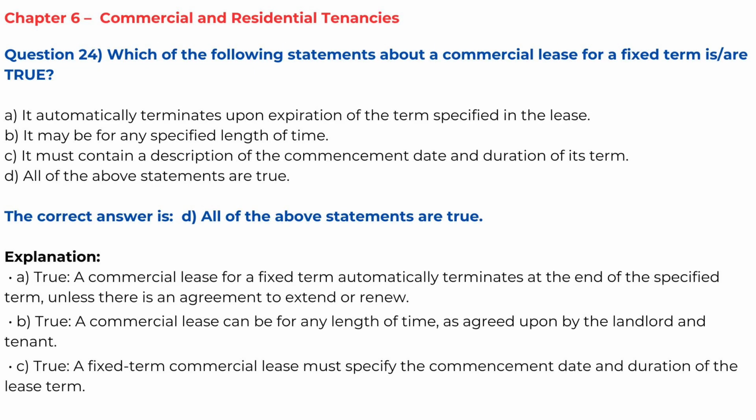Question 24. Which of the following statements about a commercial lease for a fixed term are true? The correct answer is D. All of the above statements are true. Explanation. A. True. A commercial lease for a fixed term automatically terminates at the end of the specified term unless there is an agreement to extend or renew. True. A commercial lease can be for any length of time as agreed upon by the landlord and tenant. True.